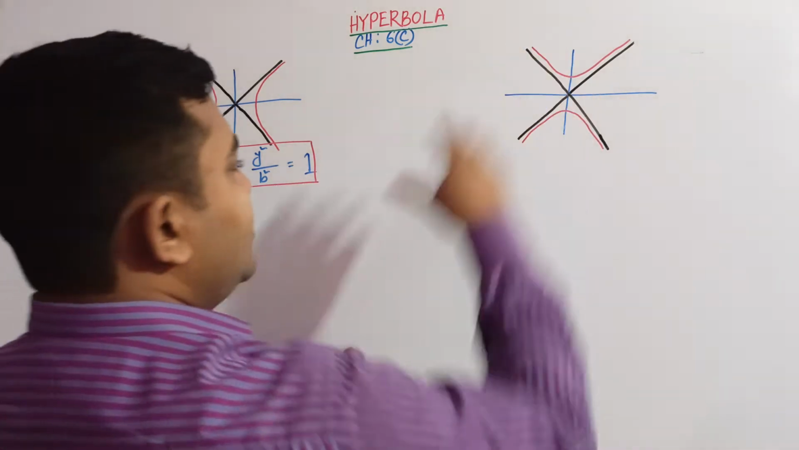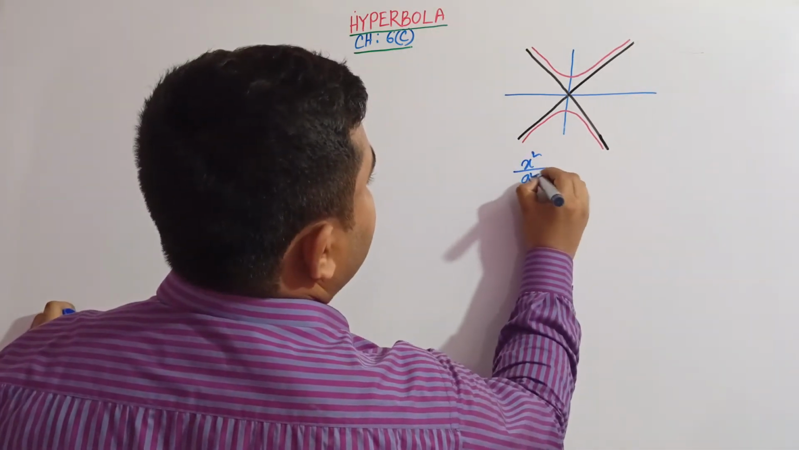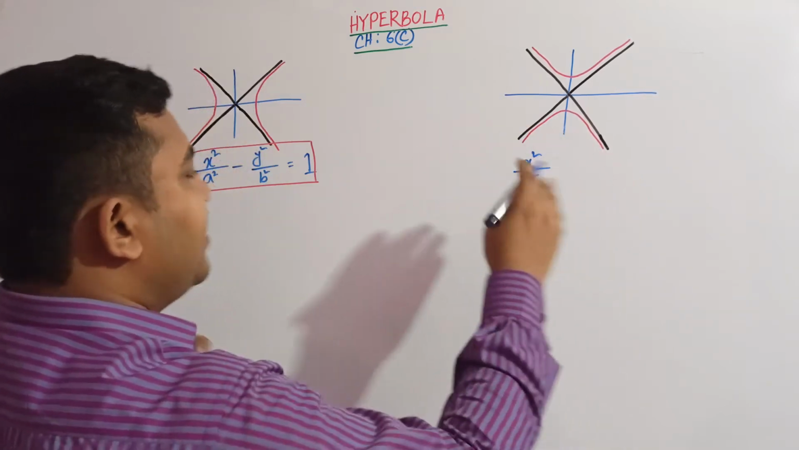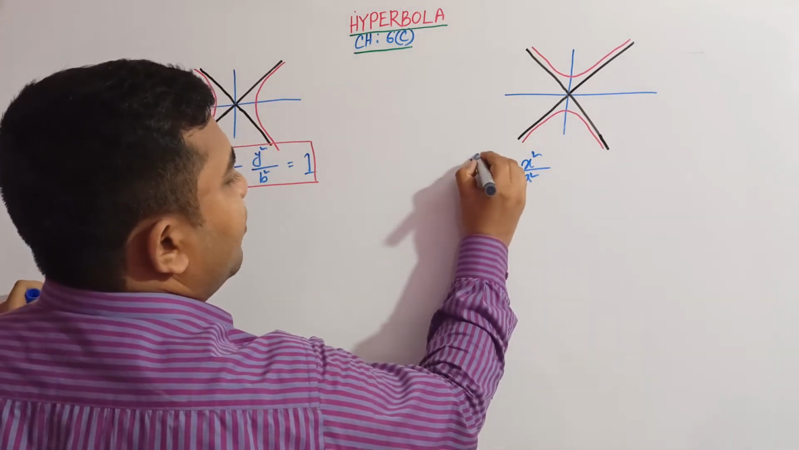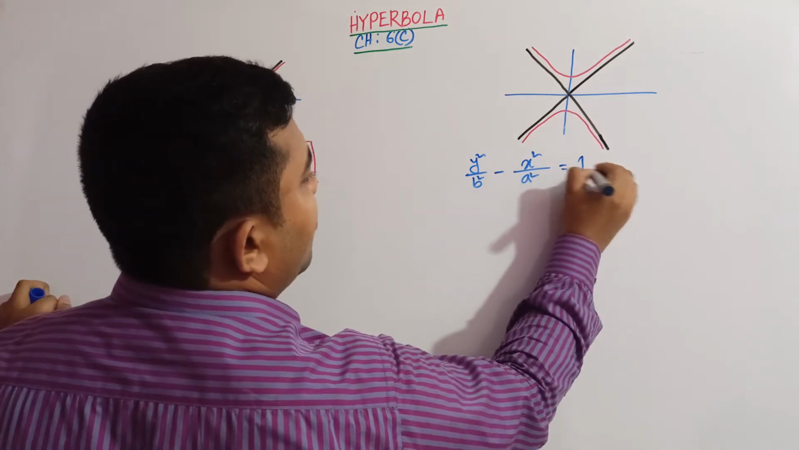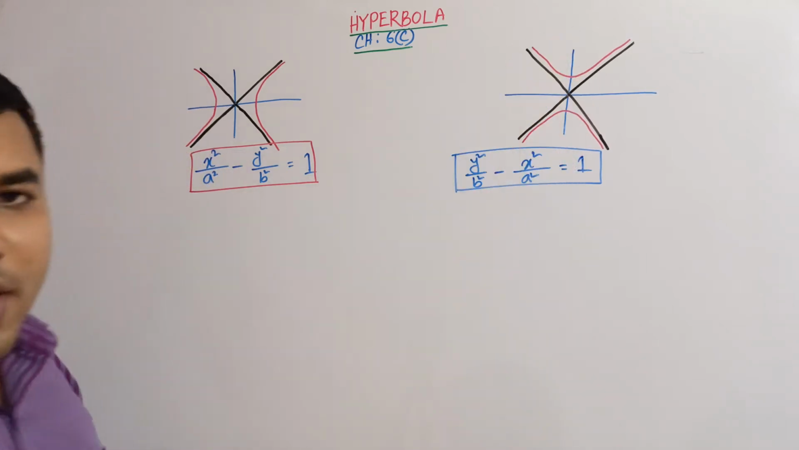And for these types of hyperbola, we will go for a standard equation, that is x square by a square. We will be going for the left part or right part, and here it will be y square by b square minus x square by a square equals 1. So that should be the standard form of these types of hyperbola.